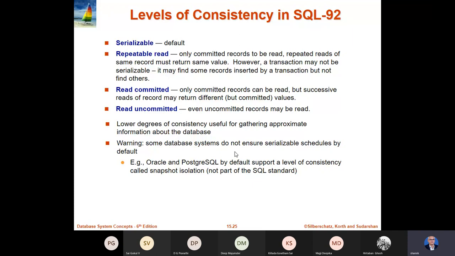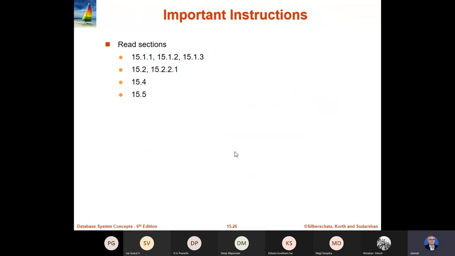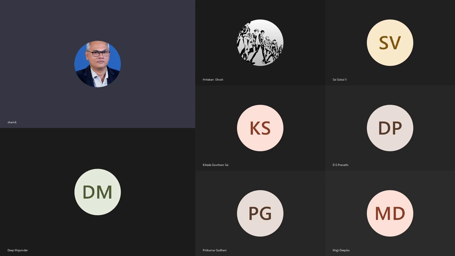Actually, snapshot isolation, etc., these topics are taught more in the course on advanced database systems, which is offered in the autumn semester. So that brings us to the end of this chapter, chapter 15. And for this chapter, you have to focus on these particular sections and subsections. So if there is any question, you may please ask. Otherwise, I will proceed with the next chapter, which is chapter 16.